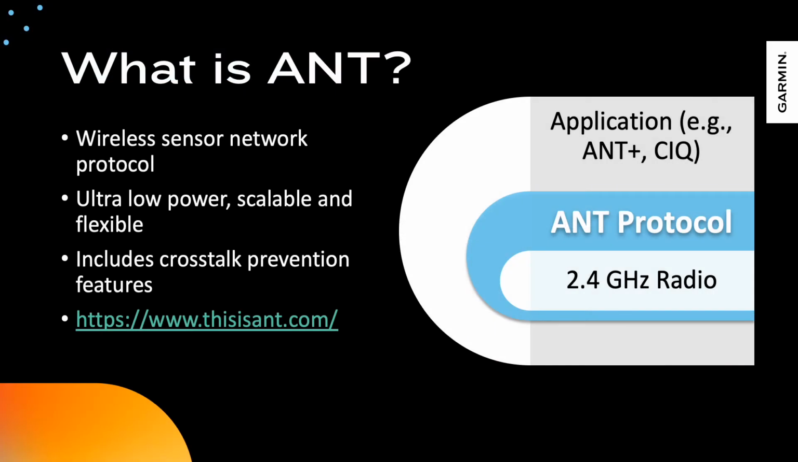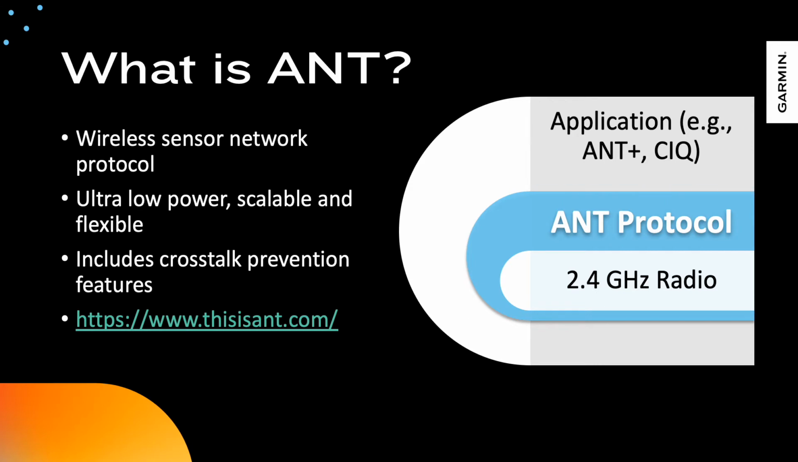So what is Ant anyways? At a high level, Ant is a wireless sensor network protocol operating on the 2.4 GHz ISM band. Ant is an ultra-low power protocol designed for personal area networks. Ant is capable of operating with power consumption in the range of milli or even microamps. This means that Ant is a great solution for devices that are meant to last for months or even years on a coin cell battery.